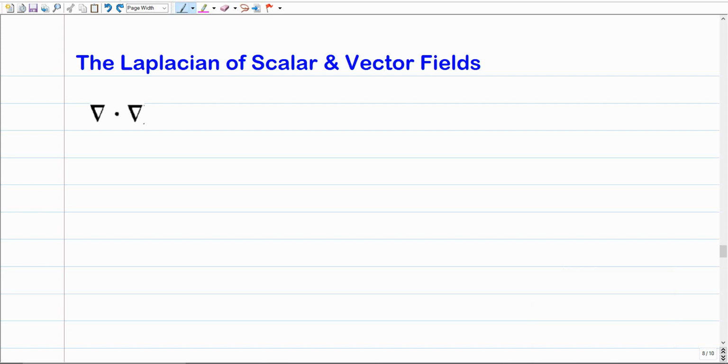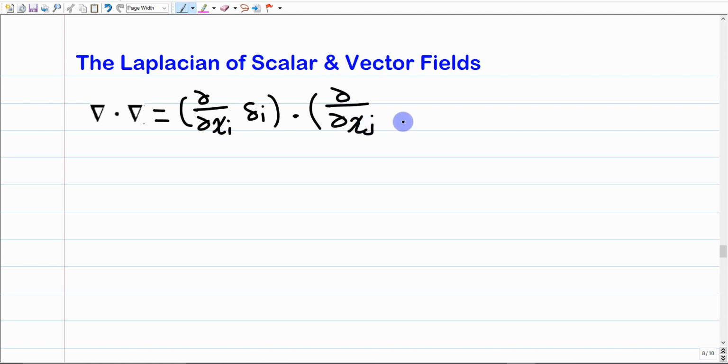That's it, right? So if we are interested in the Laplacian of a scalar quantity, we're going to say nabla dot nabla of something here. Let us see what it's going to give us. Nabla, as we agreed, is a vector, and the dot product of two vectors, we agreed before, gives us a scalar quantity. So the Laplacian gives us a scalar field. The first nabla should be partial by partial xi, delta i, dot the second nabla. It's going to be the same, but we have to use a different index, like j, for example, delta j.